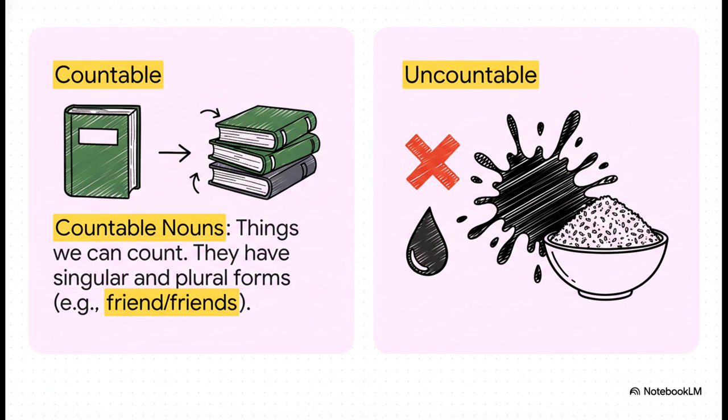Uncountable nouns, on the other hand, are things you can't count individually, like water or ink or rice. We don't say 1 rice, 2 rices, do we? No, so they don't have a plural form.